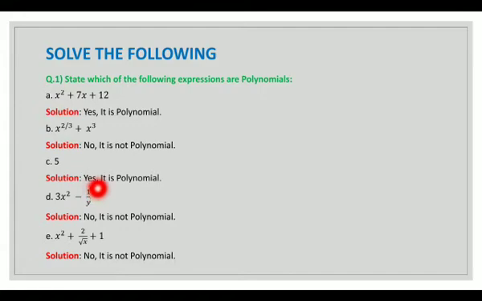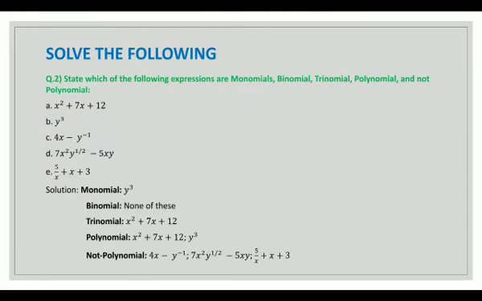3x square minus 1 upon y. Here y is in the denominator. When it goes in the numerator, the power becomes minus 1. So it is not a polynomial. X square plus 2 upon root x plus 1. Here again it is in the fraction term, so it is not a polynomial.